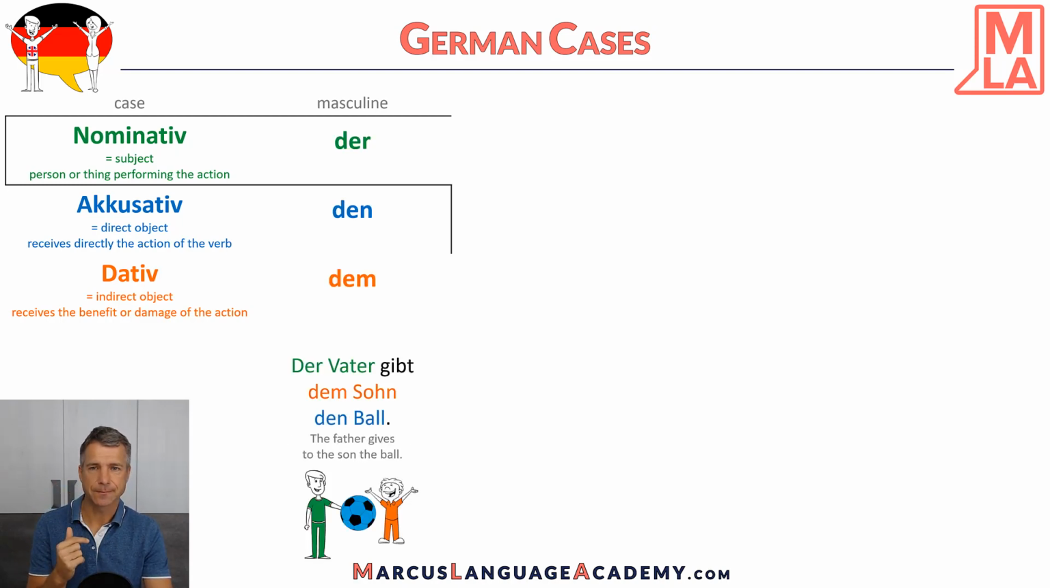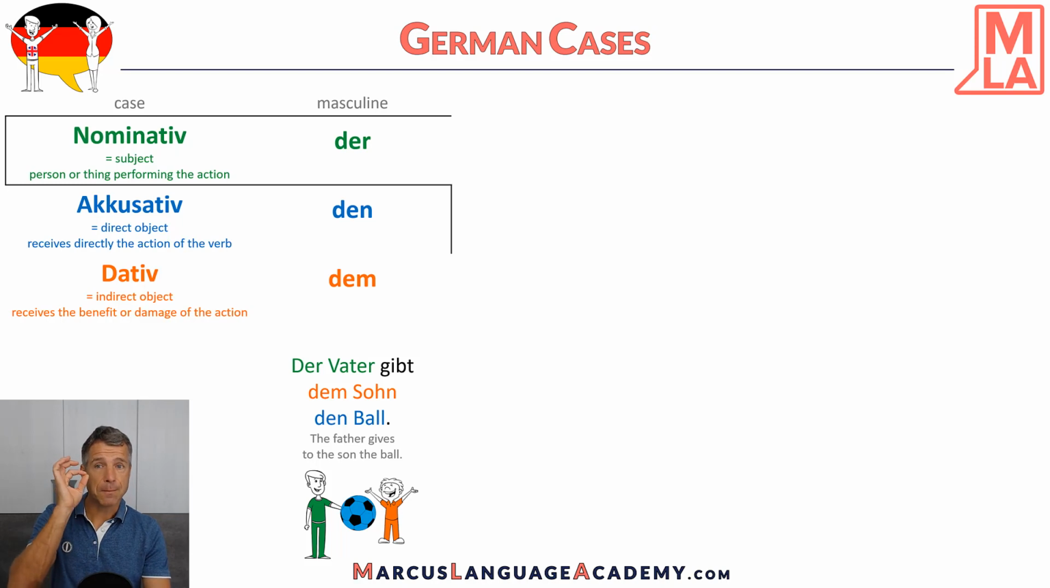Let's see. Der Vater gibt dem Sohn den Ball. So the father gives the son the ball. In English you would say to the son, but we don't need to, because we have the dative case here, and so no preposition is needed.